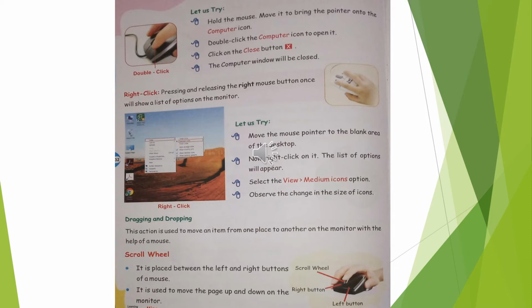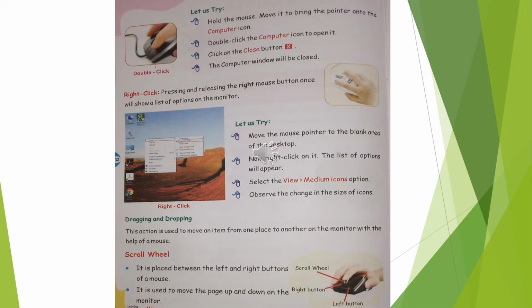Next, right click. Pressing and releasing the right mouse button once will show a list of options on the monitor. Some options will come on our desktop screen. Let us try. Move the mouse pointer to the blank area of the desktop. Now right click on it. The list of options will appear. Select the view, medium icon option. Observe the change in the size of icons.